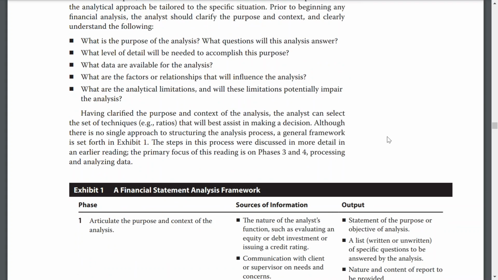Although there is no single approach to the structure of the analysis process, a general framework is set forth in Exhibit 1. The steps in this process will be discussed in more detail in the earlier reading. The primary focus of this reading is on phases 3 and 4, processing and analyzing data.